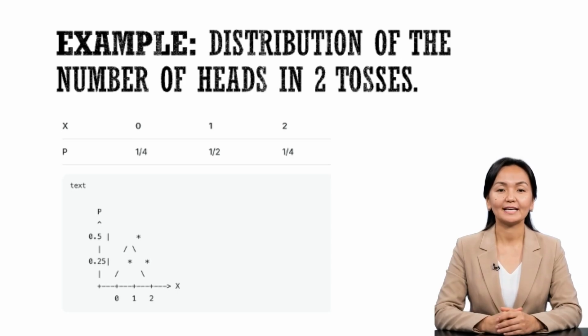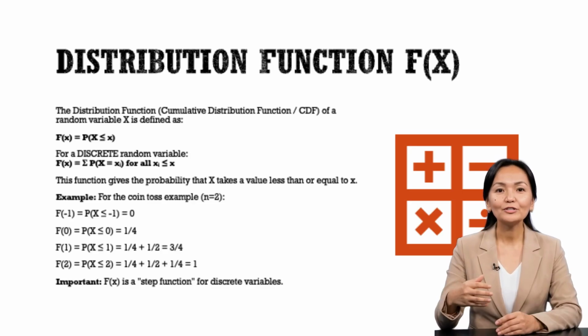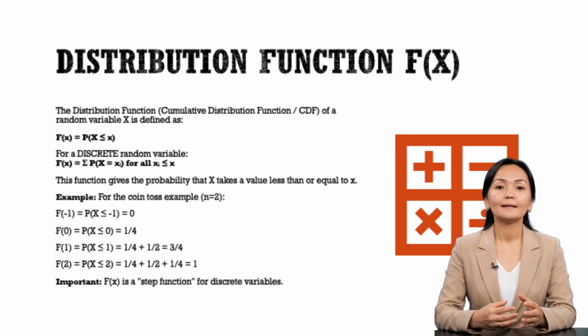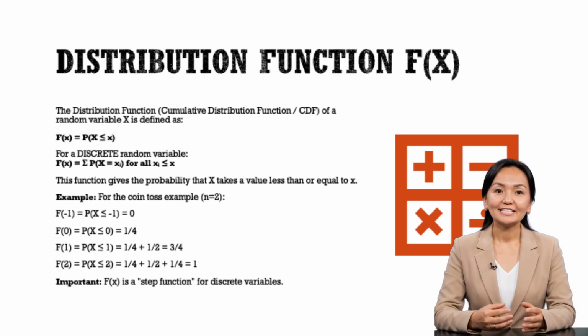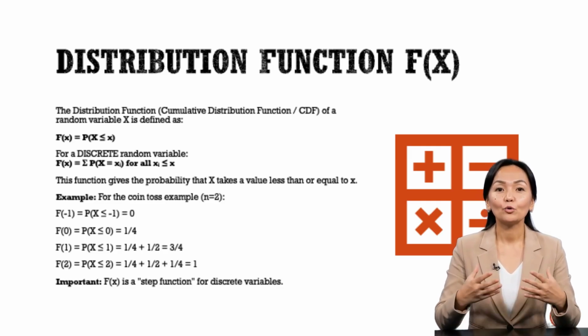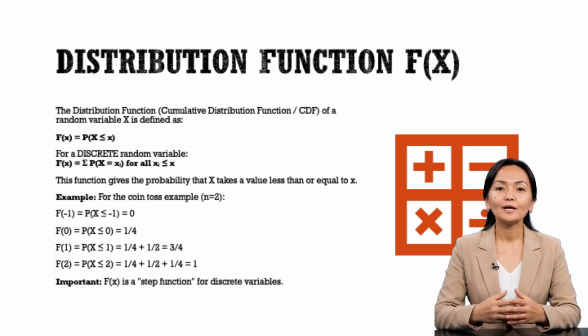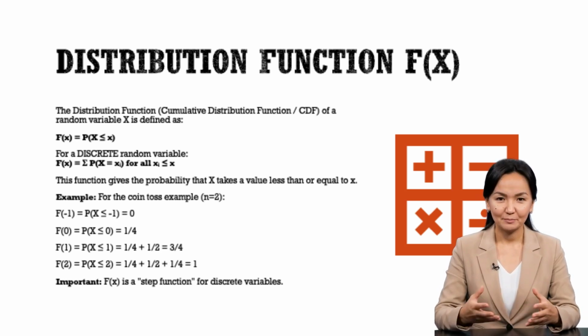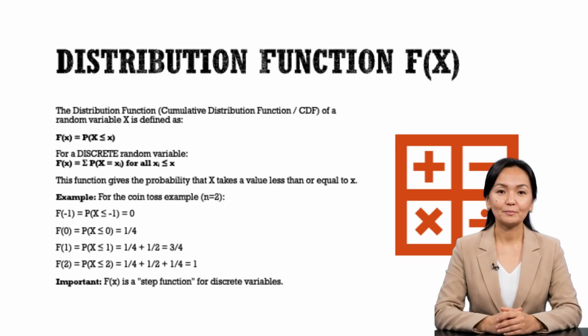The polygon clearly shows the shape of the distribution. Now we introduce another important concept, the distribution function, also called the cumulative distribution function or CDF. It's denoted by F(x) and is defined as the probability that X takes a value less than or equal to x. For a discrete random variable, we calculate F(x) by summing all probabilities for values x_i that are less than or equal to x. This function gives us the accumulated probability up to any point.